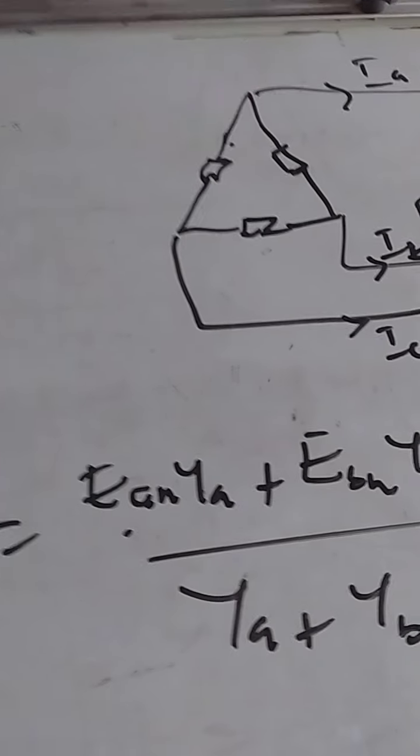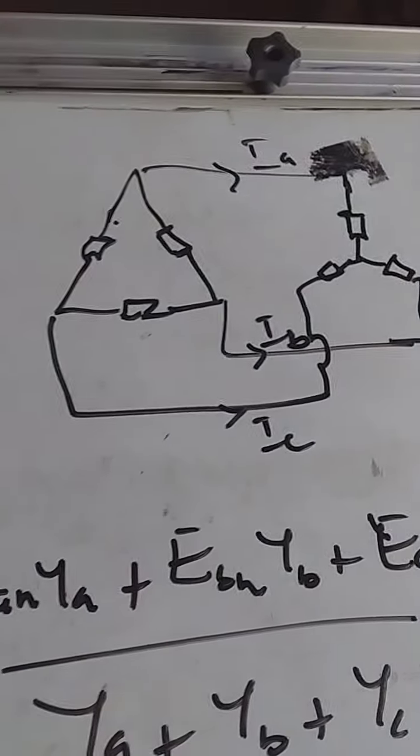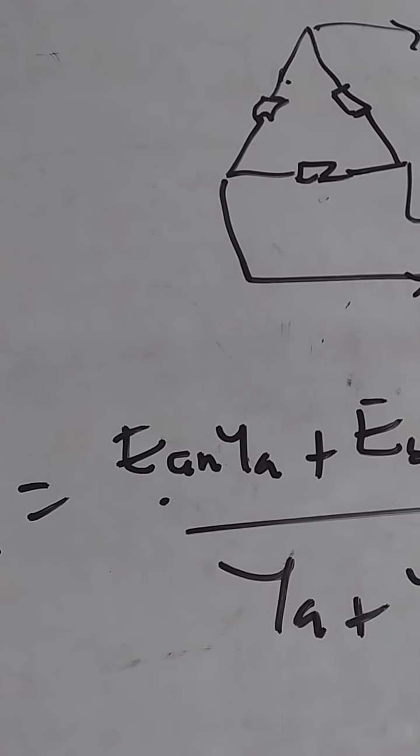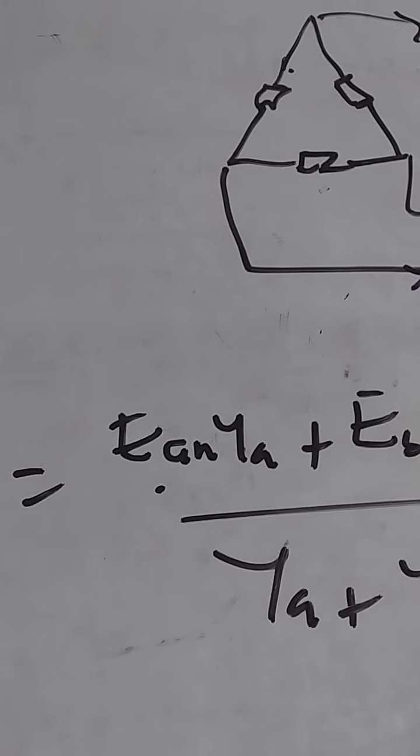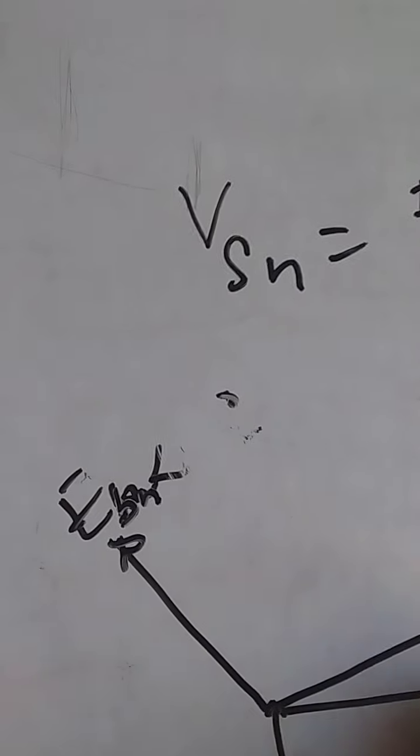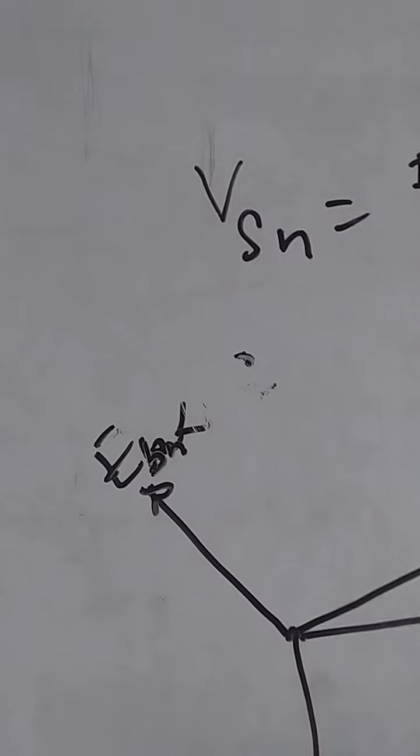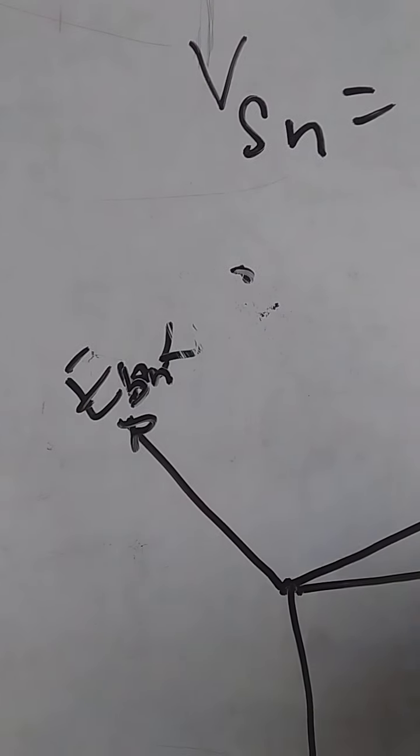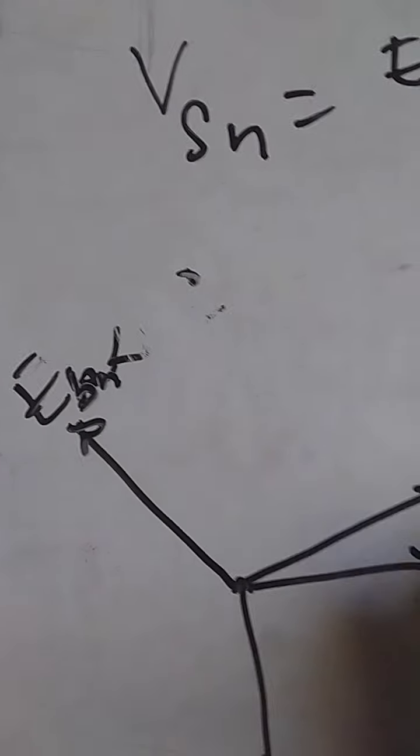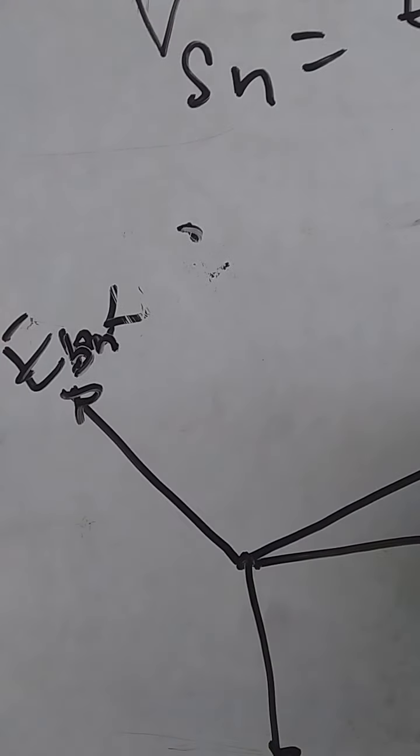Welcome to the next example, example 2.4. We are given a question where we have a delta star system, and we are given the impedances, and we are given the references. Reference is EAB. EAB is at angle 12 degrees.